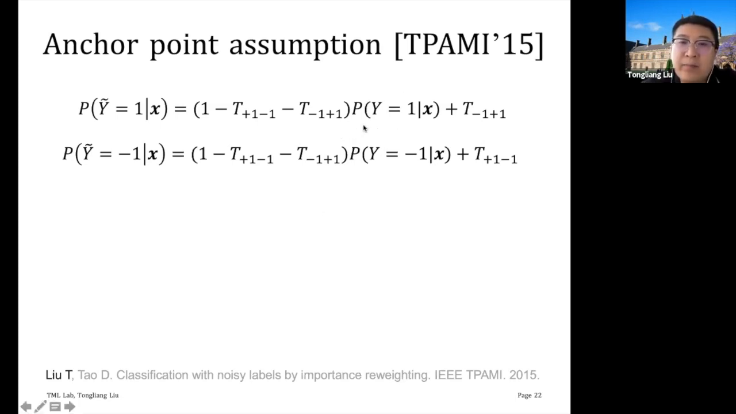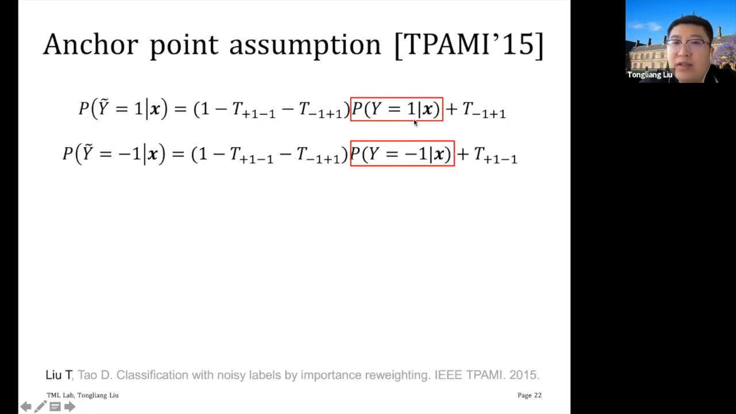We can see that just now we assumed that the majority of the labels are correct and only a minority of them are incorrect. So those 2 factors are both less than 0.5. So the factor 1 minus t_{+1,-1} minus t_{-1,+1} is a positive number. We also know that the probabilities are non-negative. So the noisy class posterior on the left-hand side will always be bigger than or equal to t_{-1,+1}. This is a very nice observation.